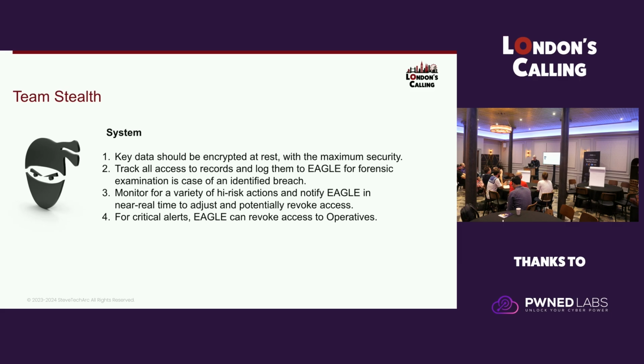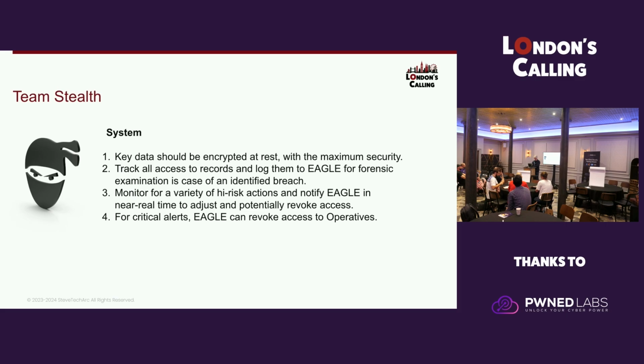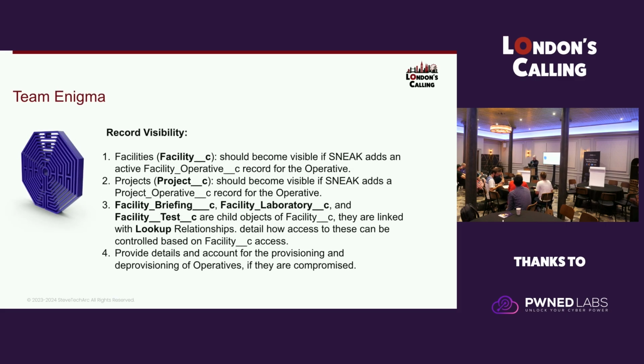And then, key data should be encrypted at rest. Easy. Track all access and send that to Eagle, an external system. Monitor for high-risk actions and, in near real time, revoke access. And for critical alerts, Eagle can revoke access automatically. All right. So that is your first. Start solving, and I'll be happy to go up and back. Your 10 minutes begins now.